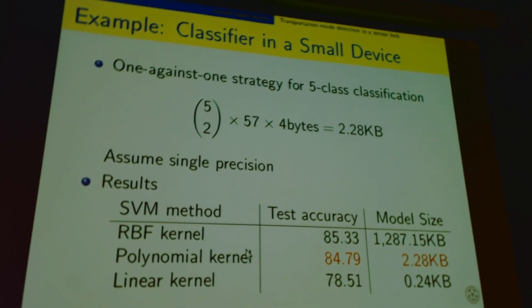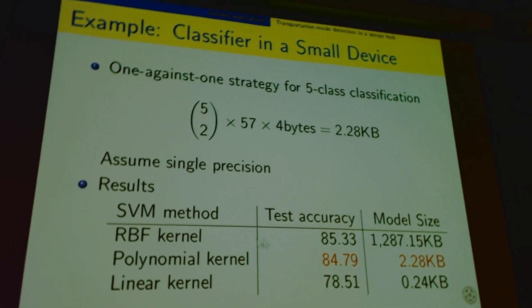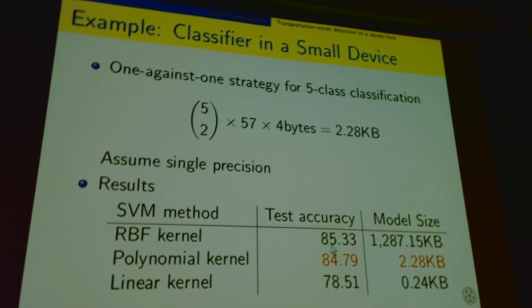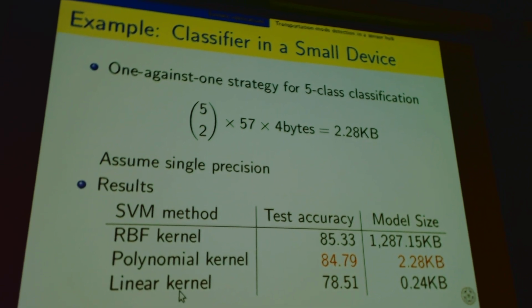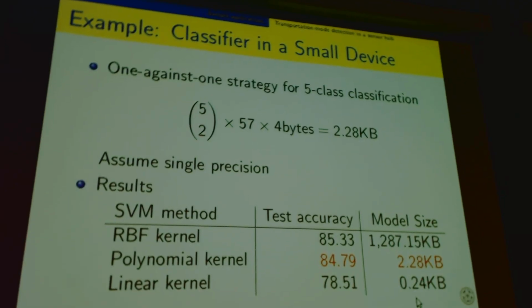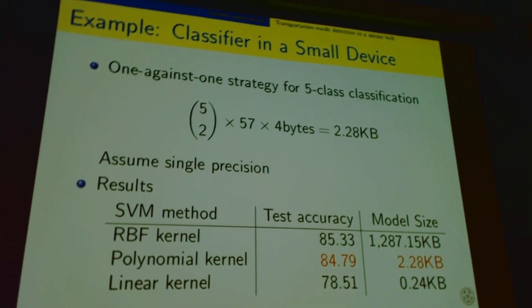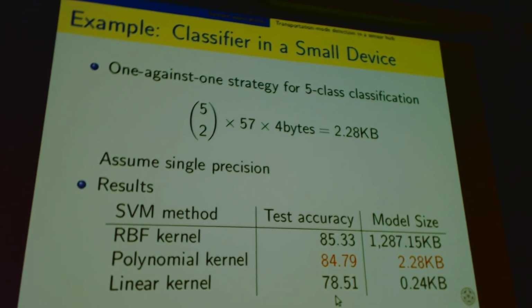Okay, so this table summarizes the results. If we use Gaussian kernel, or say RBF kernel, the test accuracy is really good. It's 85%. That's the best. However, the model size is too large for our device. Now, if you use linear kernel, the model size is really small. You only need to store 5 features, right? Plus the bias term. So that's 6 components. That's enough. Right? So the model size is really small. However, the test accuracy is not good enough. You need a certain nonlinearity.